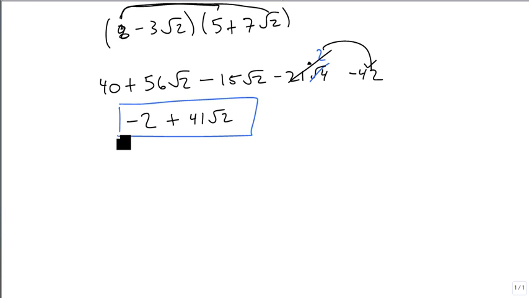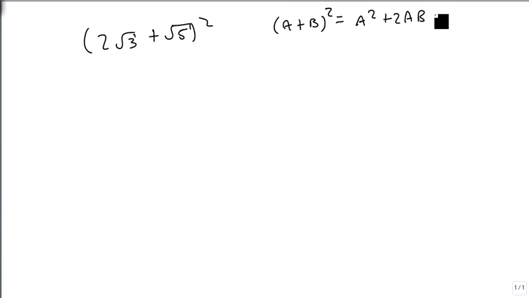Now we also have to worry about the special cases. What happens if we have 2 square roots of 3 plus the square root of 5 squared? If you remember back to our polynomials, we called this a perfect square trinomial. And a perfect square trinomial said if we had a plus b squared, we'd get a squared plus 2ab plus b squared. And if we had a minus b squared, we'd get a squared minus 2ab plus b squared. So we're going to look at our sign in the middle, and because of that one, we know we're going to use this one right here.